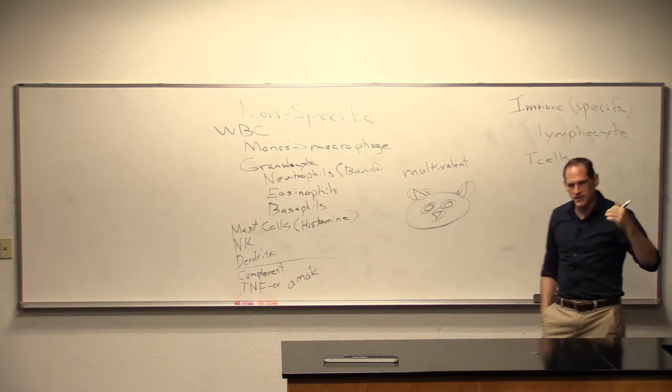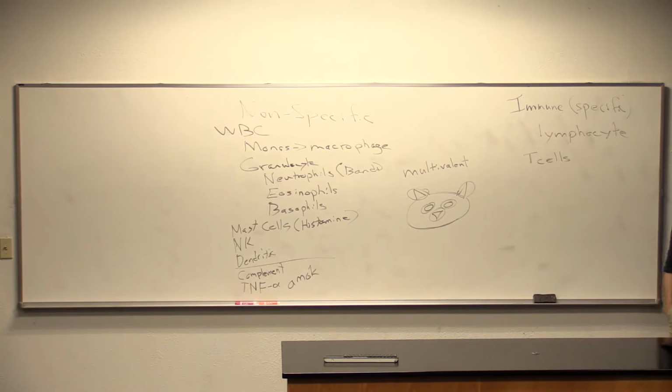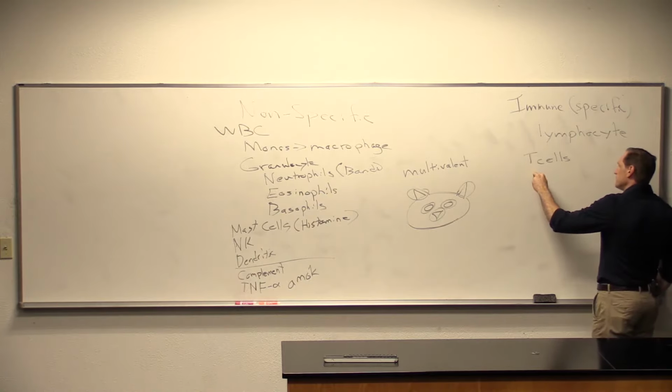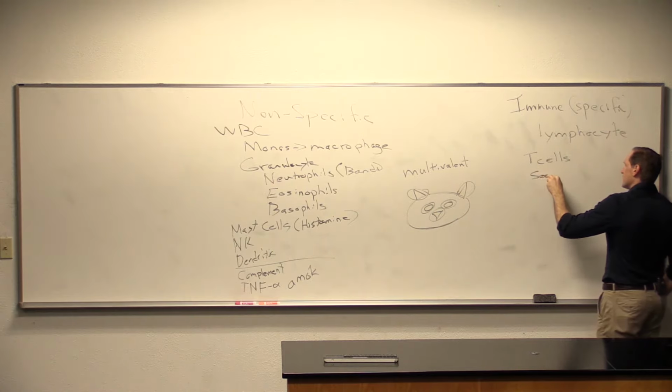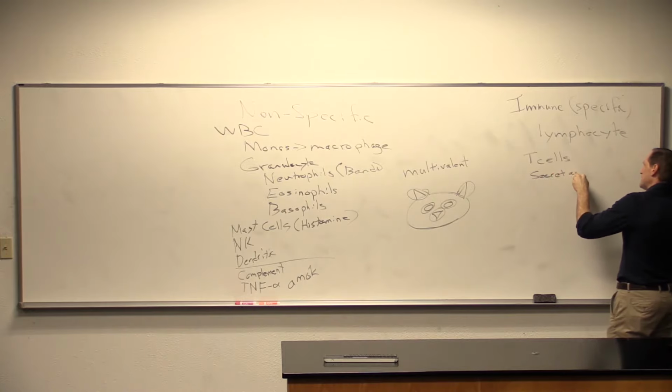Choices. And in the case of a T cell, it has 2 choices. It can become either a manager or a secret agent. Now, what does a secret agent do?